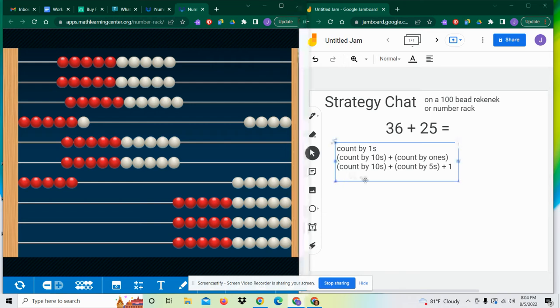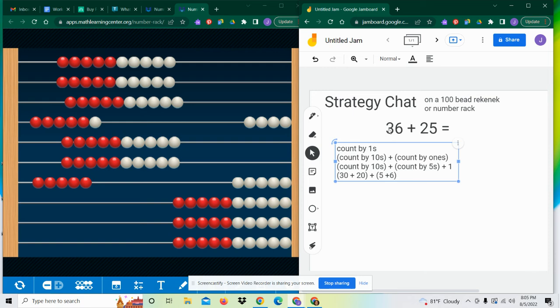So, okay, I'm going to put that in here and say you would add your tens first. So you said you would add 30 plus 20 first. And then what would you do? And I said, well, then I would add the 5 plus the 6 because that's what's left in the ones place. So, okay, then we would add the 5 plus the 6.